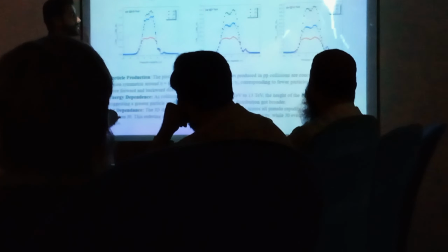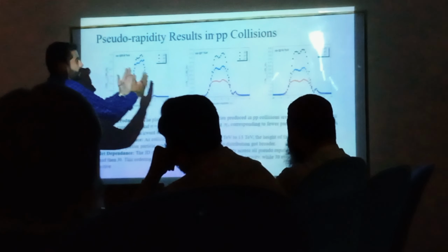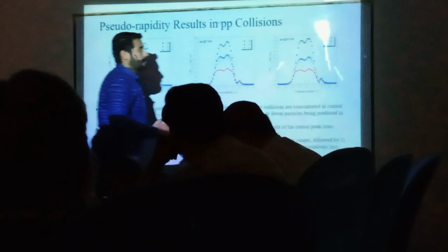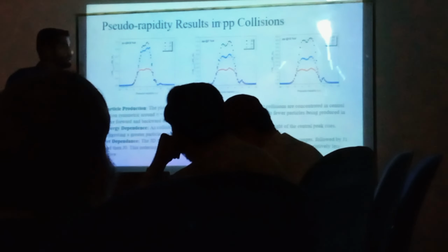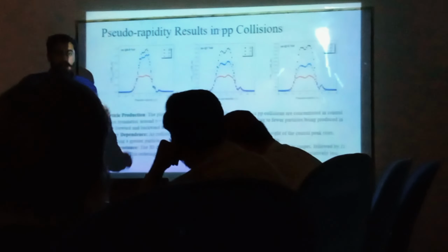Also, you can see the width of the distribution got longer, meaning a longitudinal distribution. So more particles are produced when there is high energy. You can see a sharp peak and this is a broader peak. It means that by increasing the amount of energy, the particles are now produced more longitudinally around the central region.